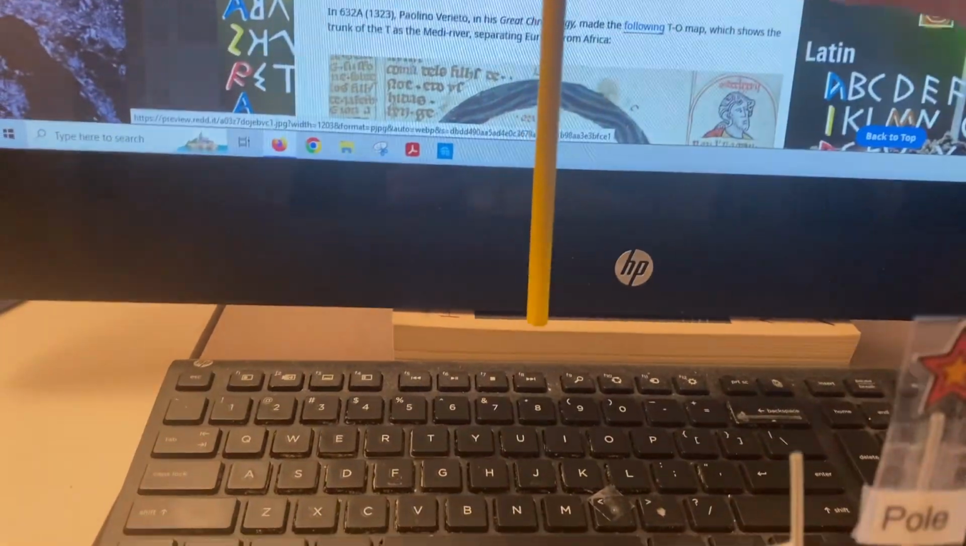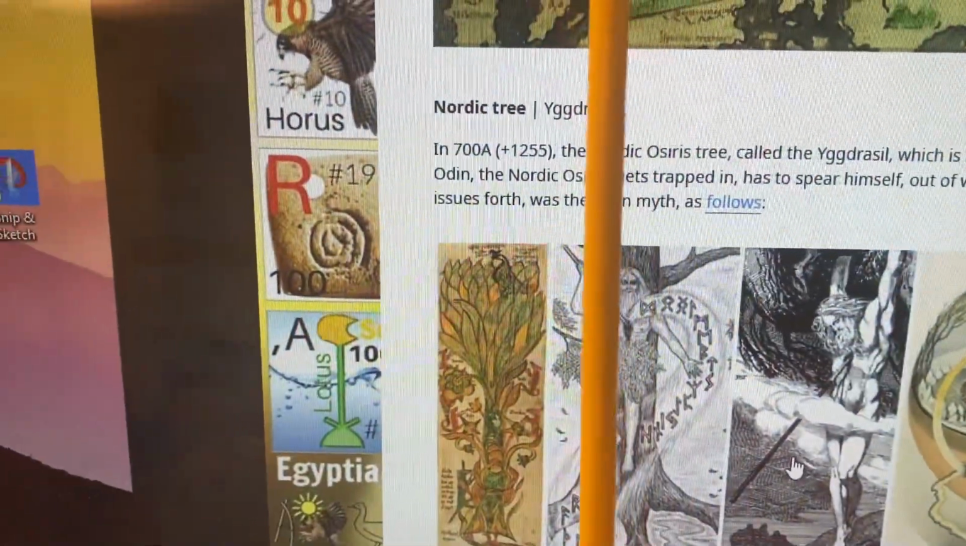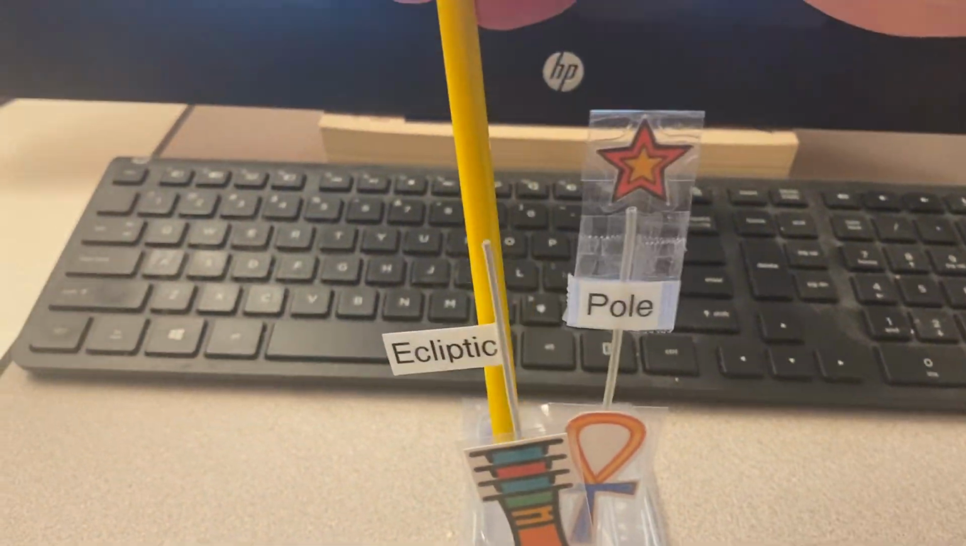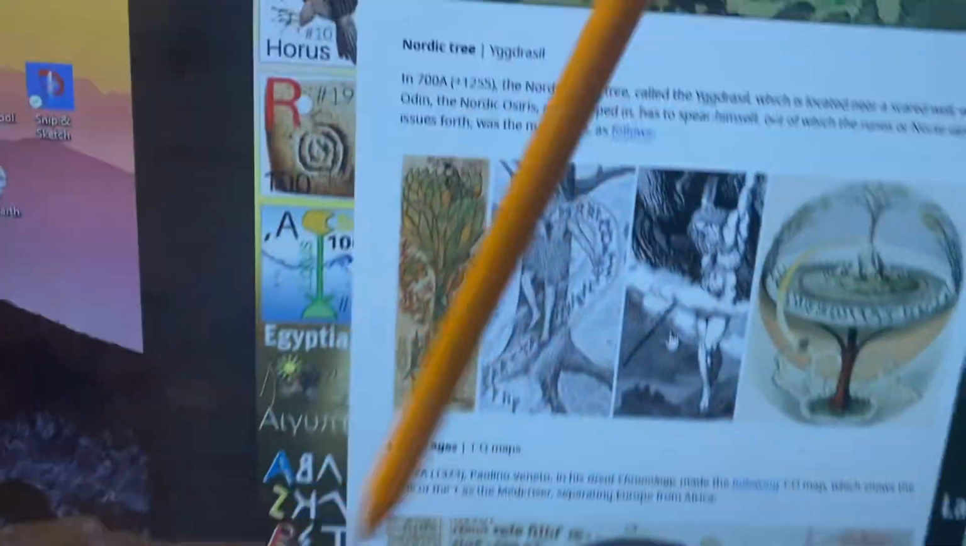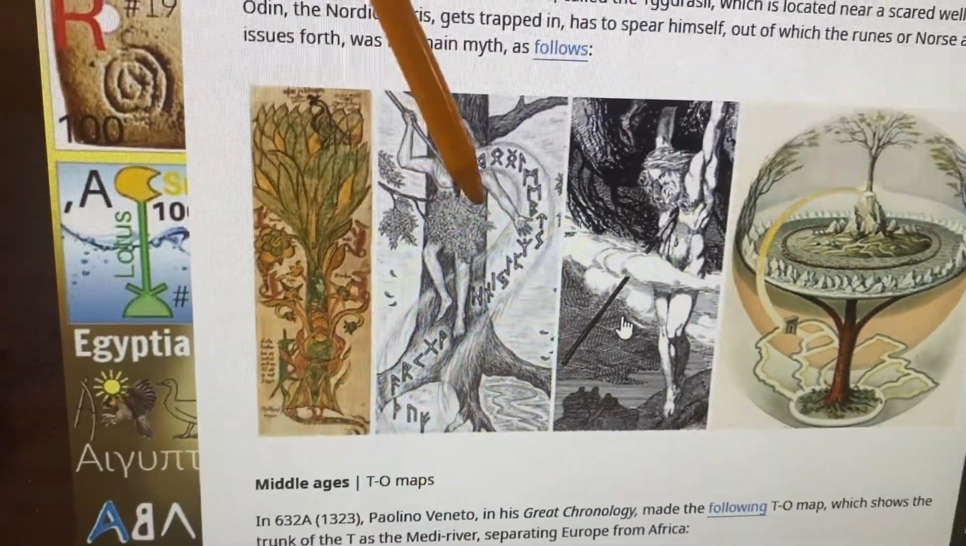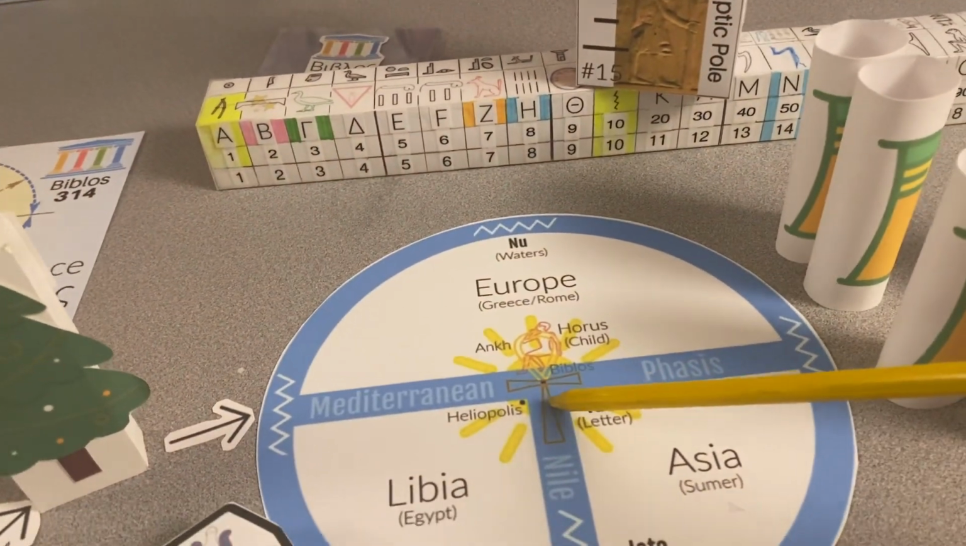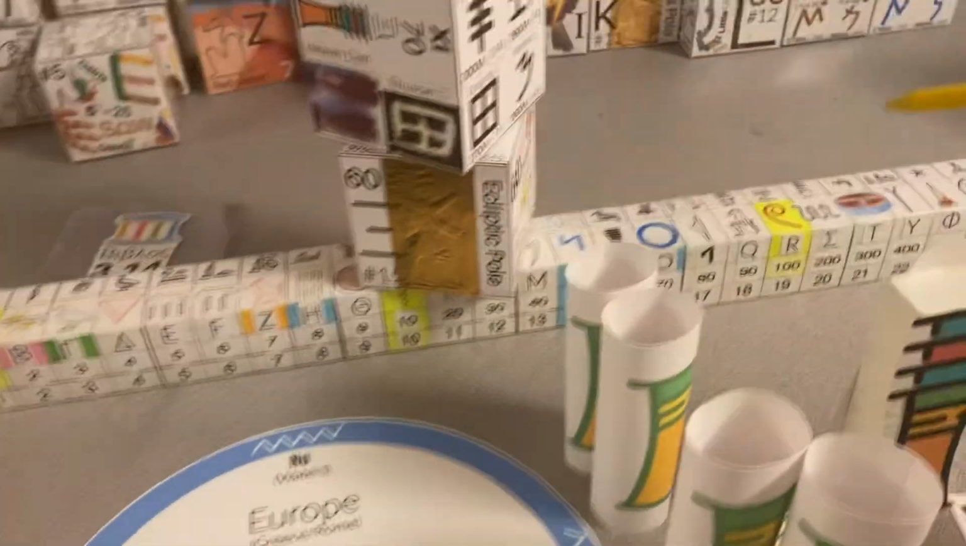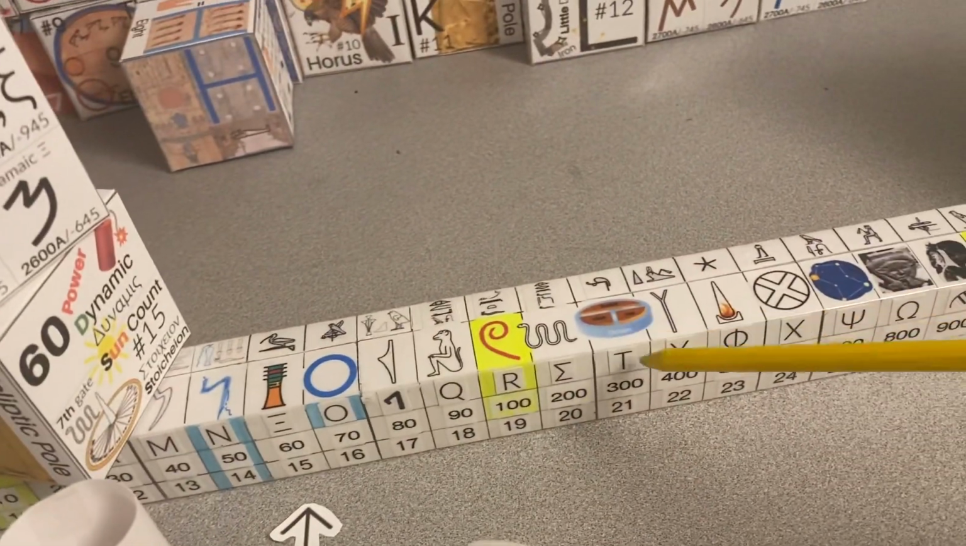This tree is the, let's see, the tree is the ecliptic. This is the tree, ecliptic. So then the spear is the Polaris pole. So he gets speared, and the alphabet letters come out of him at the location of the center of the T map. And then this became typos.